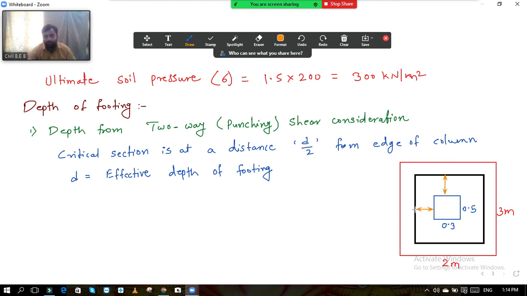This is also d by 2. On the bottom side this is also d by 2. On the right hand side this is also d by 2. So I will write here d by 2, here it is also d by 2, this is also d by 2. Okay, I hope now you understood this.